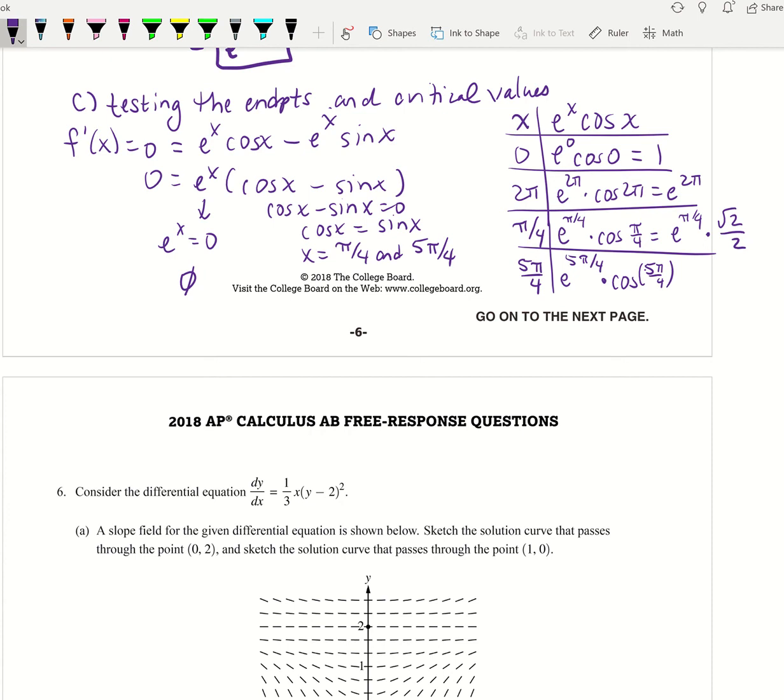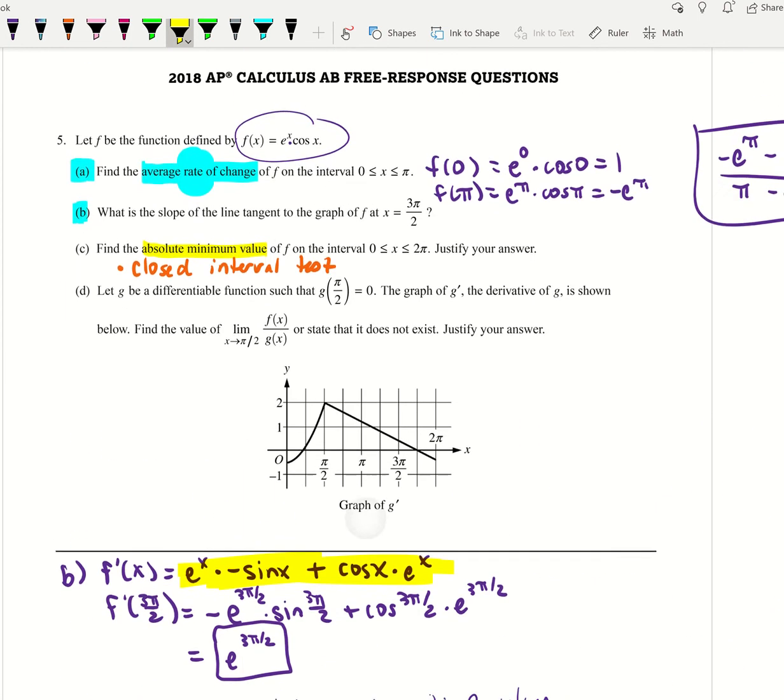Times the cosine of 5 pi over 4. Well, e to the 5 pi over 4. Oh, this is a negative. I'm very happy about that, because the fact that there's a negative here makes this the only one that's negative. That will have to be the absolute min.